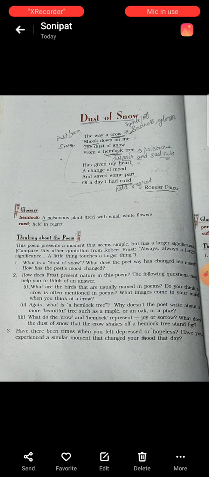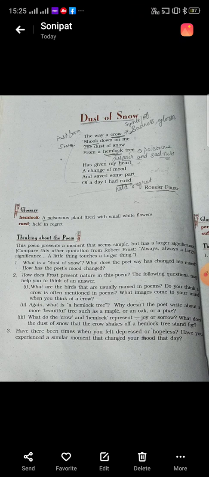Now the second question, what are the birds that are usually named in poems? Do you think a crow is often mentioned in poems? What images come to your mind when you think of a crow? Well, the birds usually mentioned in poems are peacocks, parrots, nightingales, cuckoos, etc. They are associated with good luck, love, affection, happiness, singing, etc.